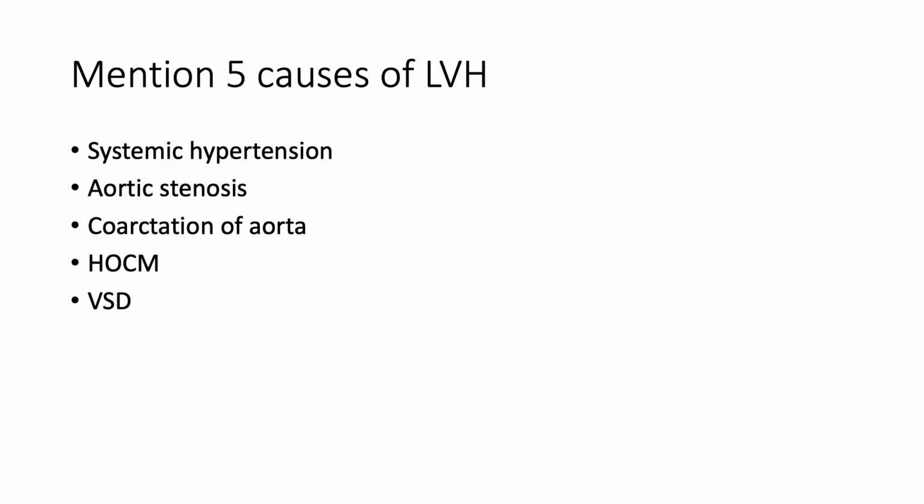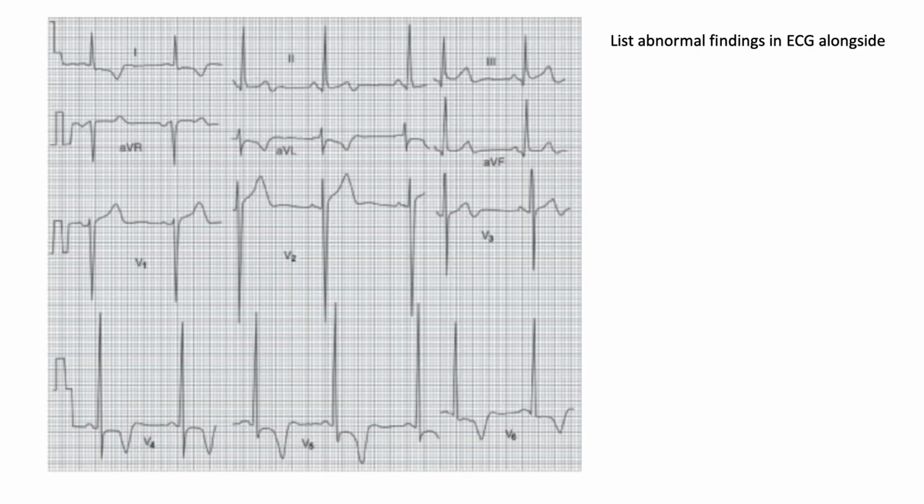Five common causes of left ventricular hypertrophy in clinical practice: systemic hypertension, aortic stenosis, coarctation of the aorta, hypertrophic obstructive cardiomyopathy, ventricular septal defect.